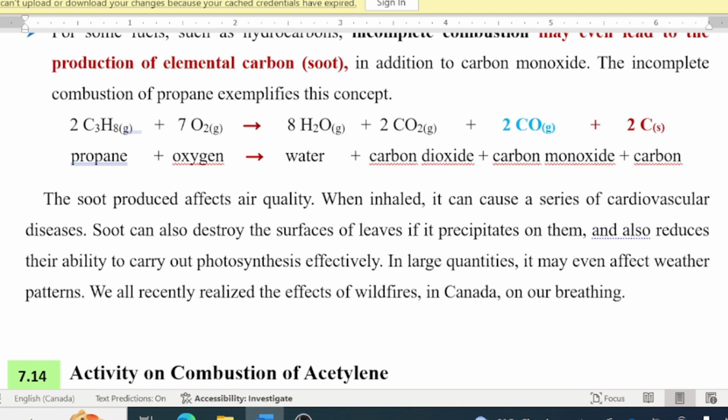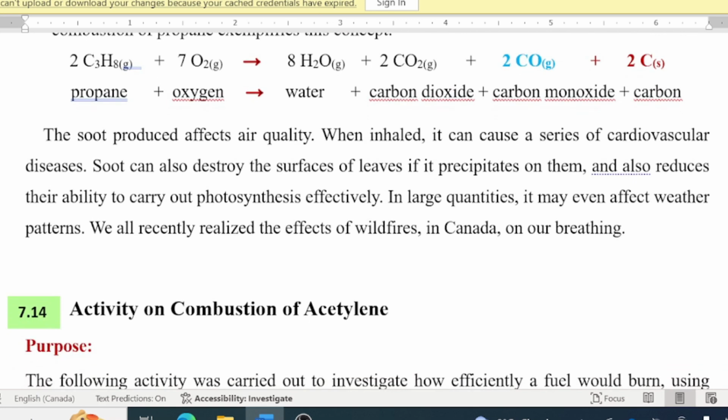So here we're writing: the soot produced affects air quality. When inhaled, it can cause a series of cardiovascular diseases. Soot can also destroy surfaces of leaves if it precipitates on them, and also reduces their ability to carry out photosynthesis effectively. In large quantities, it may even affect weather patterns. And of course, we all recently realized the effects of wildfires in Canada on our breathing here.